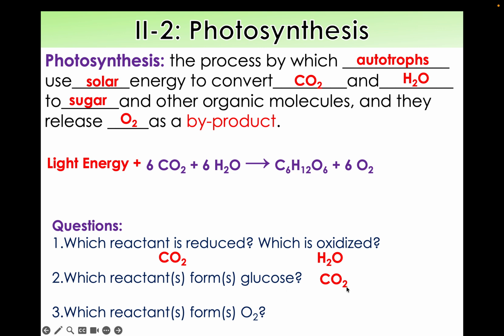Which reactant forms glucose? Carbon dioxide. So carbon dioxide is going to be used to make glucose, and you'll see this more clearly when we get to the process of photosynthesis. And then which reactant forms the oxygen is the water, and you'll understand more how this happens as we go through the process of photosynthesis.